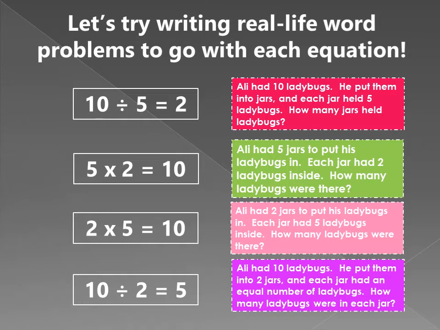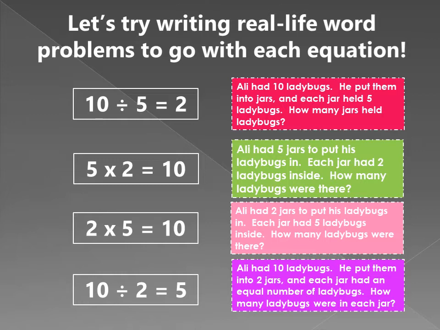Third one: Ali had 2 jars to put his ladybugs in. Each jar had 5 ladybugs. Here, he already changed the order, so I will use multiplication again. 2 jars times 5 ladybugs inside equals the total, here 10 ladybugs.